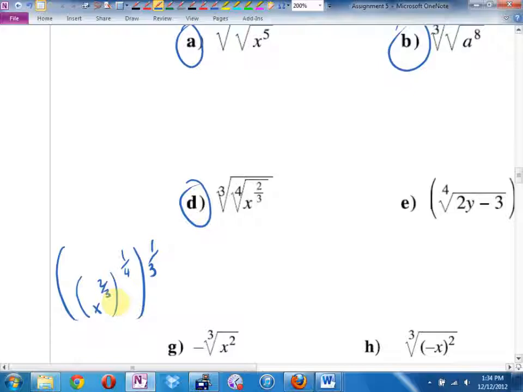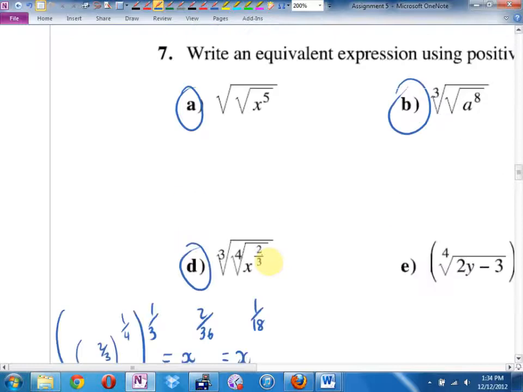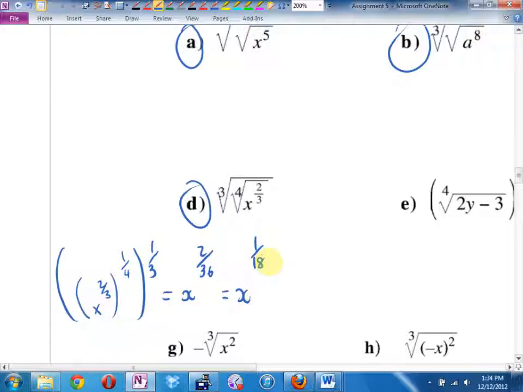How do you multiply fractions? This is going to be top times top times top over bottom times bottom times bottom. Alex, 2 times 1 times 1? 3 times 4 times 3? Okay, I'm going to get x to the 2 over 36. I think that'll reduce. And then how did they want me to write this? As a radical? Did they want me to flower power? No, they just said write an equivalent expression using positive exponents. There, it's x to the 1 over 18th.